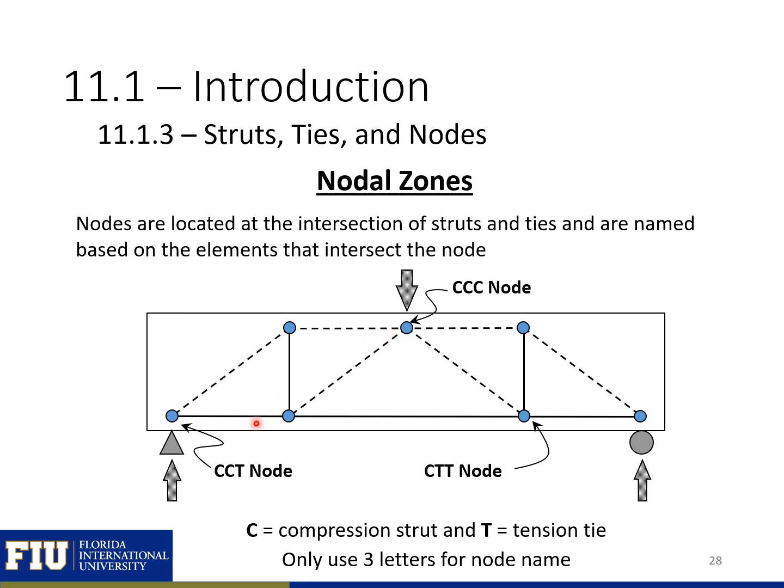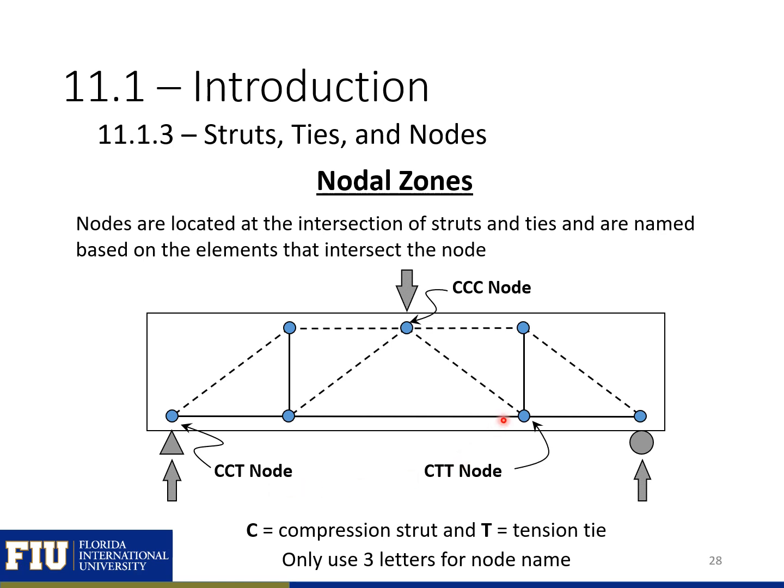If we have one tension tie coming in, so here we have compression from our diagonal strut, compression from our support, and tension coming in from this horizontal tie, this is called a CCT node. So any node with only one tension tie framing into it is called a CCT node.